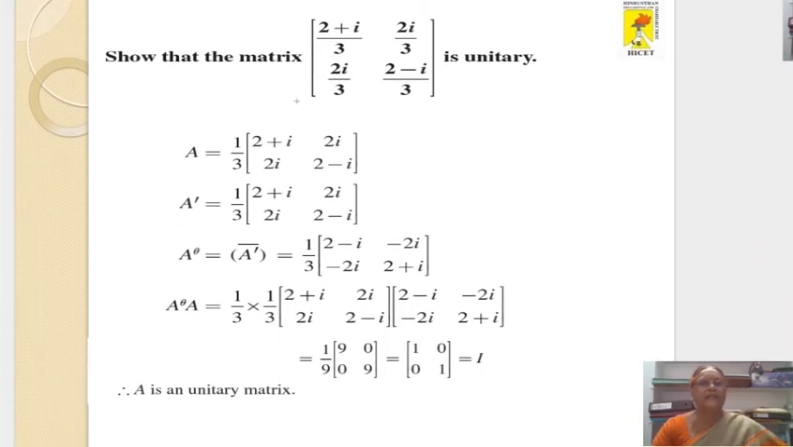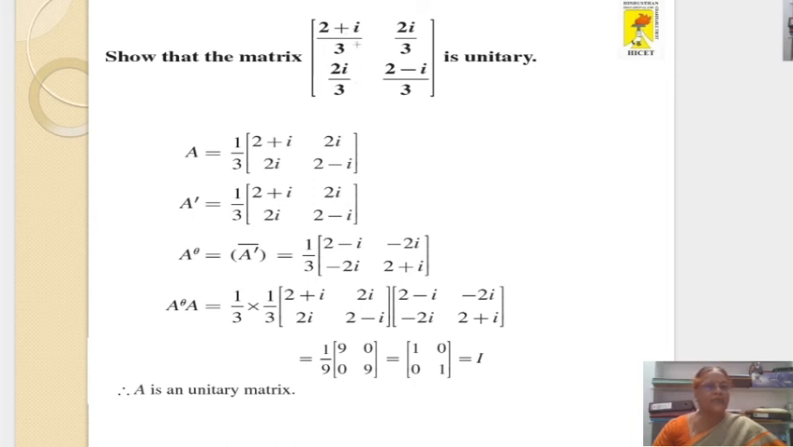Show that the matrix 2 plus i by 3, 2i by 3, 2i by 3, 2 minus i by 3 is unitary. What is the property of a unitary matrix? For the given matrix A, if A into A power theta is I, then the matrix is unitary. So we have to find A power theta, which is nothing but A dash bar. First, we have to find A dash, which is the transpose of the given matrix.